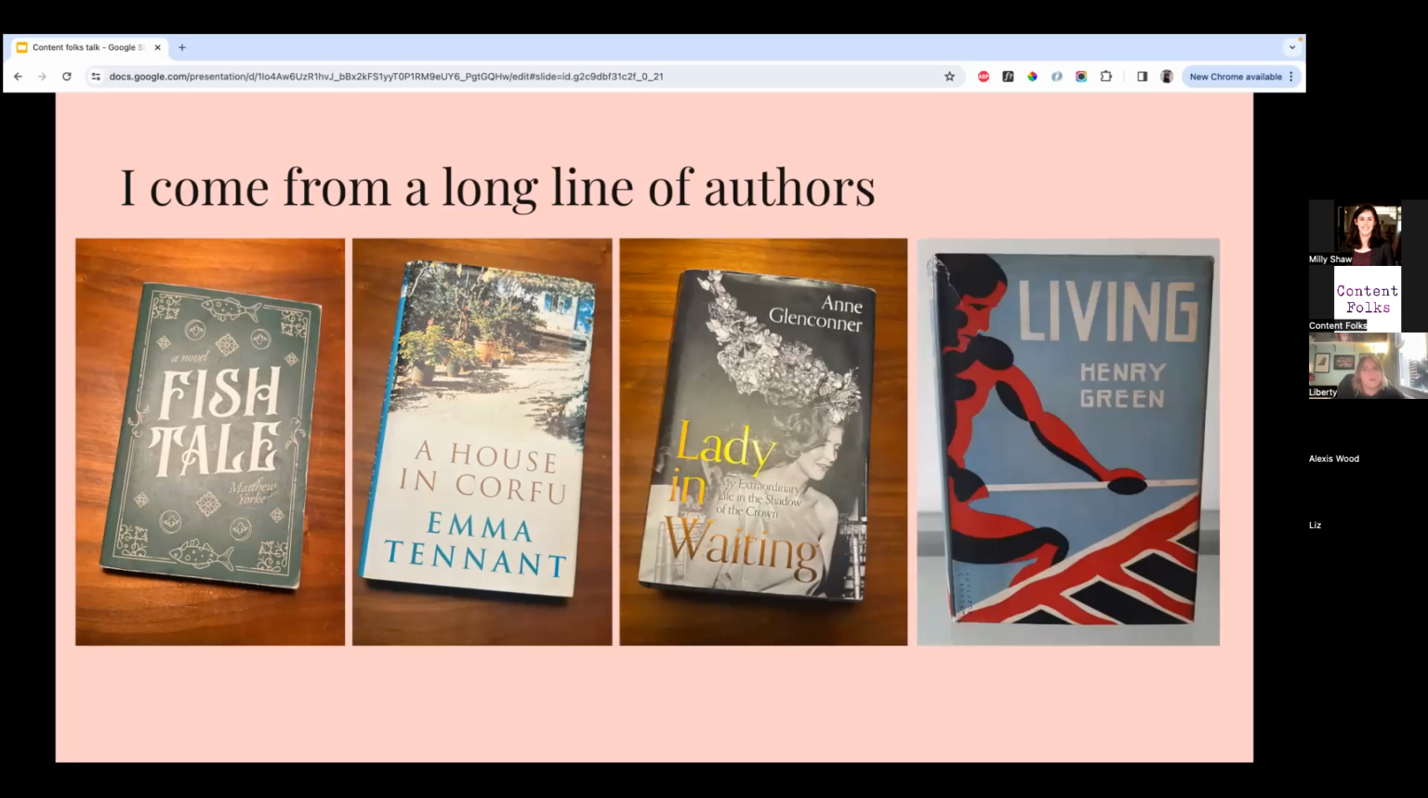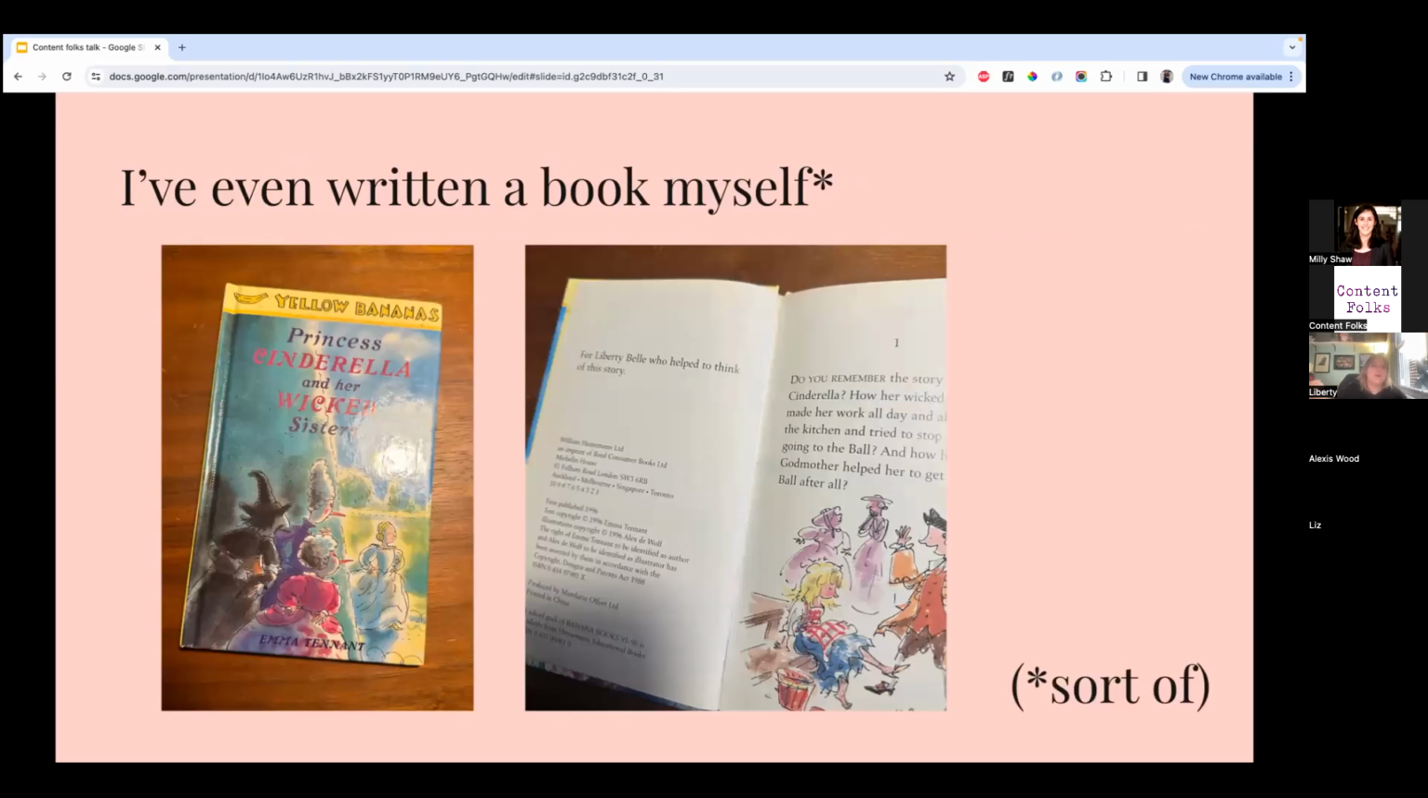Yeah, I don't actually own a copy of one of his books, which is why this picture looks different from the other ones, because I had to get my dad to send me one. But yeah, so long family lineage of writing, books, authorship in my family. I've actually even written a book myself, sort of.